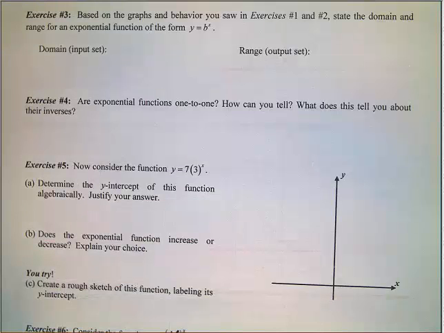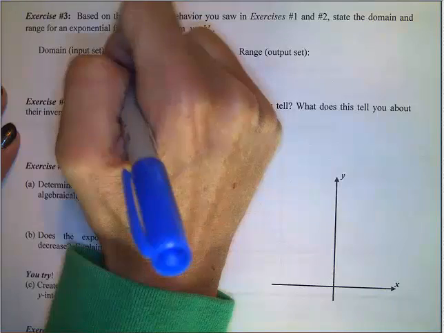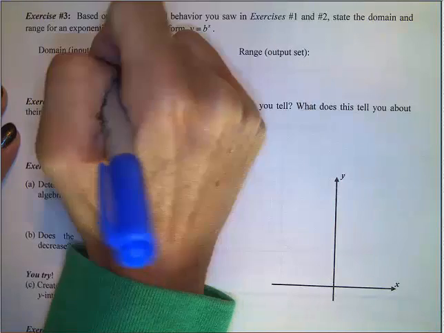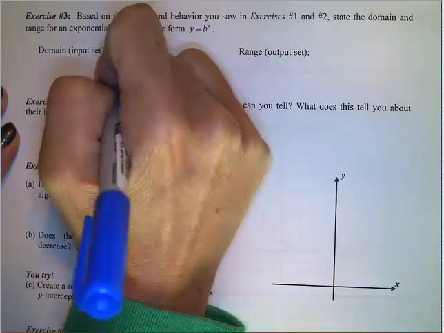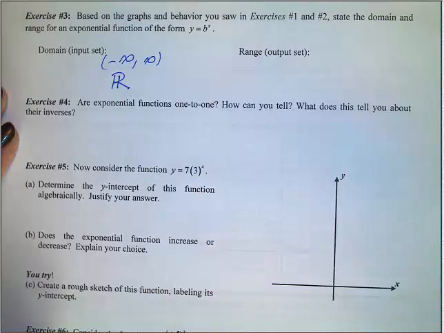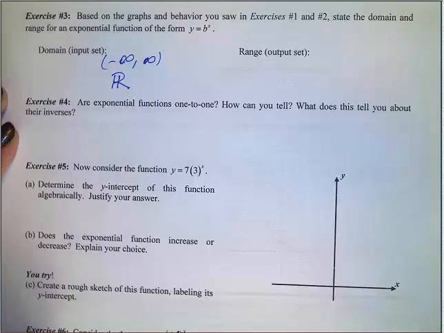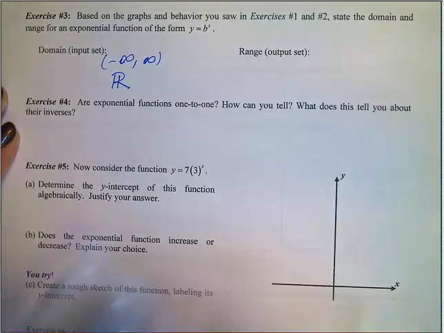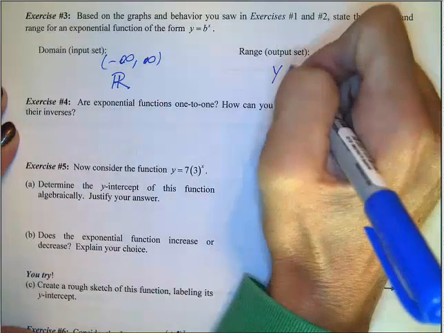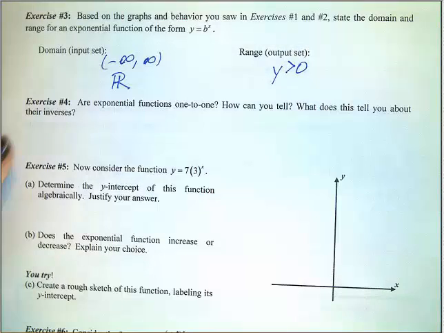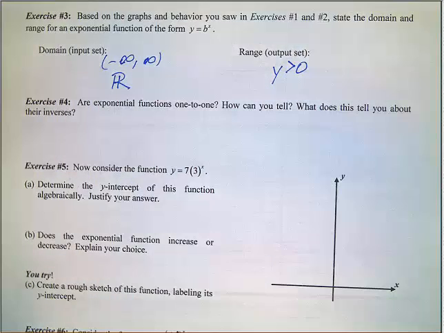So our domain is negative infinity to positive infinity. You could also write a capital R for all real numbers, so either one, and my infinities look terrible. And then your range, the bottom was 0, so y is greater than 0. It does not ever equal 0 because that is your asymptote line.